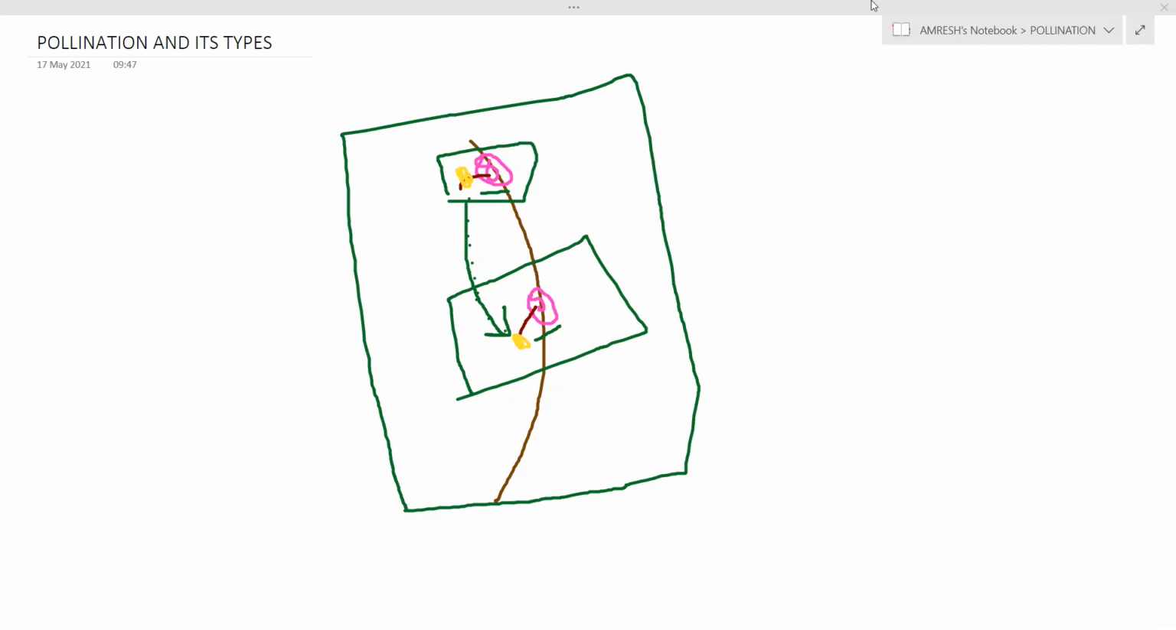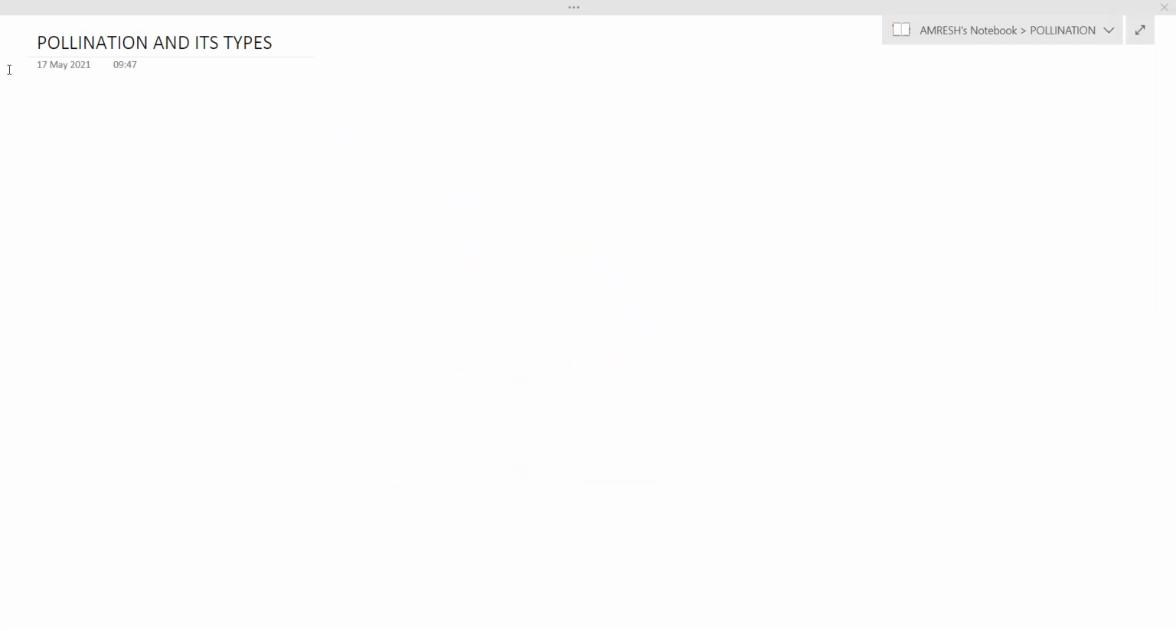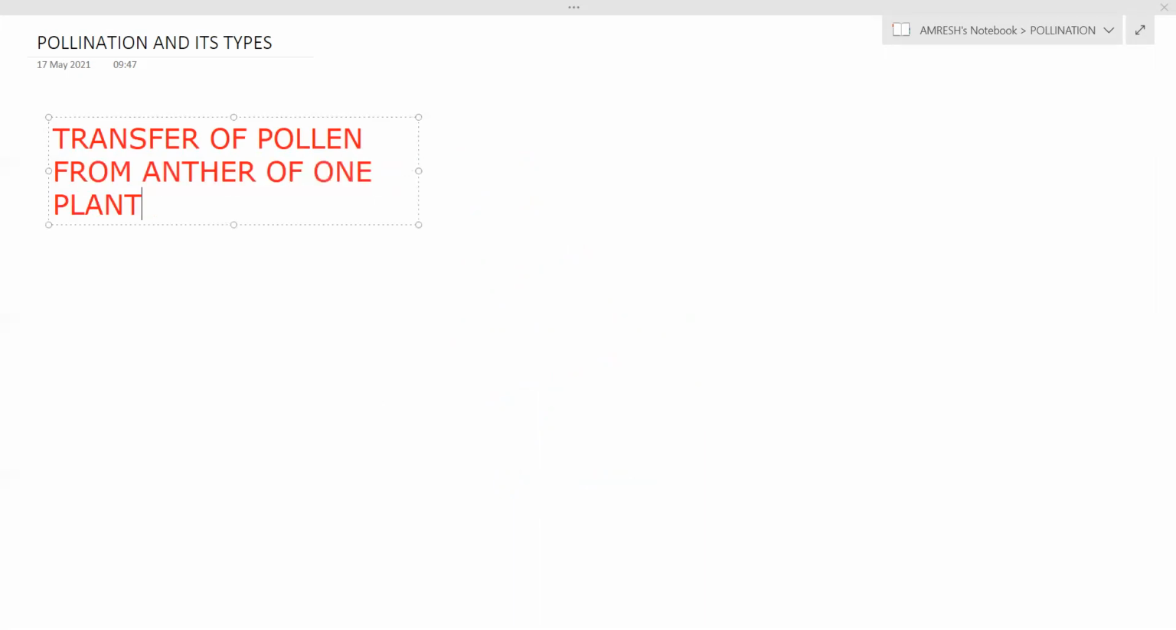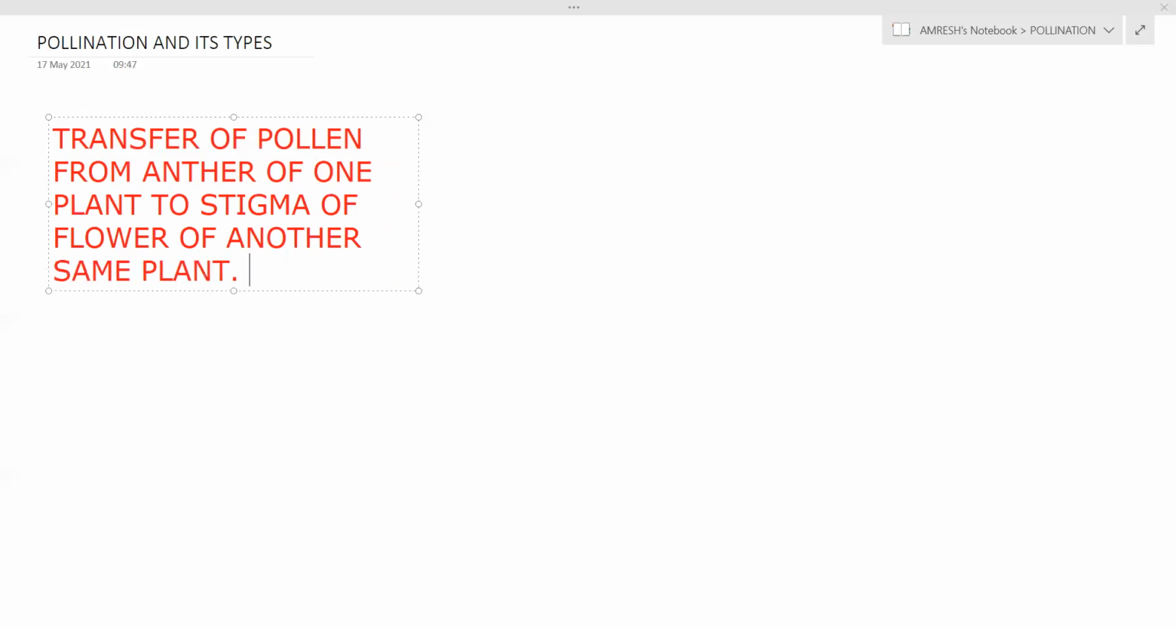Now, cross-pollination. The definition I have to write: transfer of pollen from anther of one plant to stigma of a flower of another plant. This is called cross-pollination.